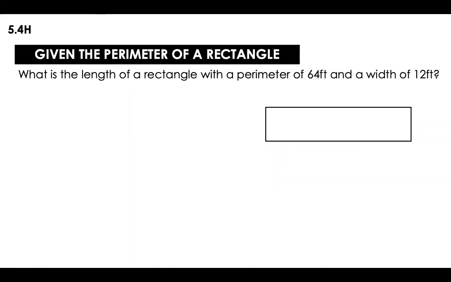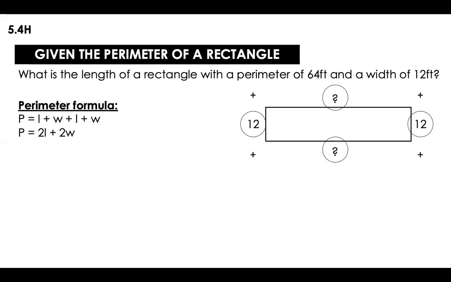Let's read. What is the length of a rectangle with a perimeter of 64 feet and a width of 12 feet? They are giving me the entire perimeter and the width, but they are not giving me the length. I am used to knowing the length to be able to find the entire perimeter. Like the formula that we know: to find the perimeter, we just have to add all the sides or multiply 2 times length plus 2 times width. But what am I going to do right now to find the length?